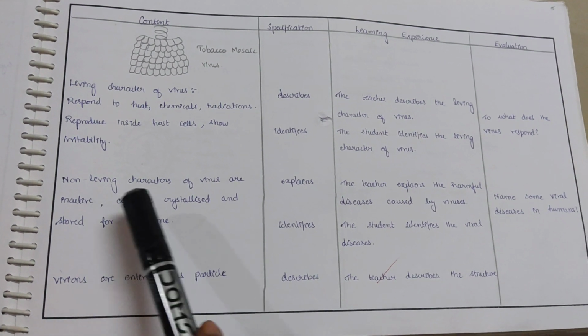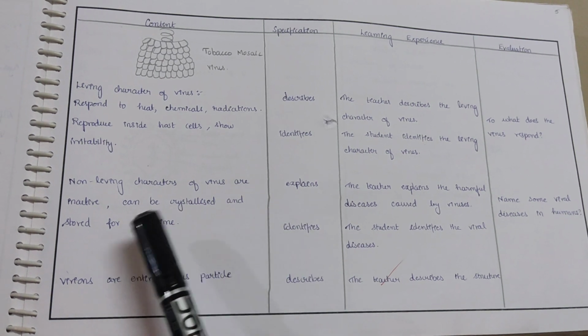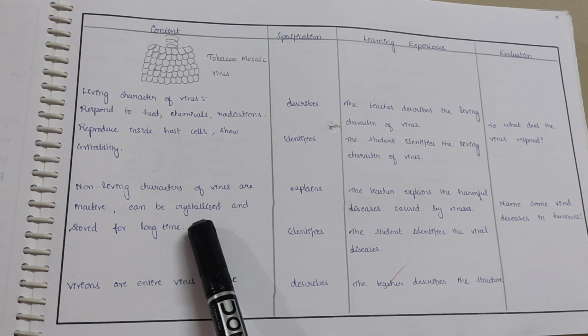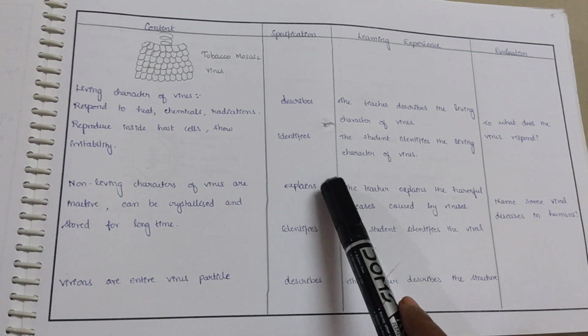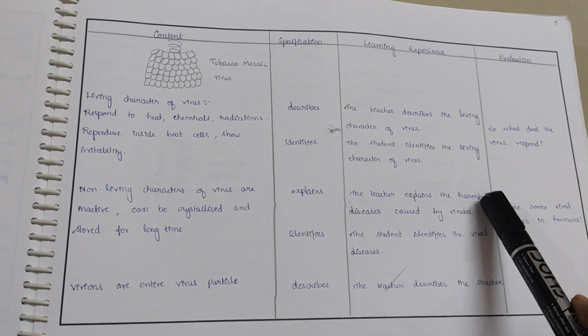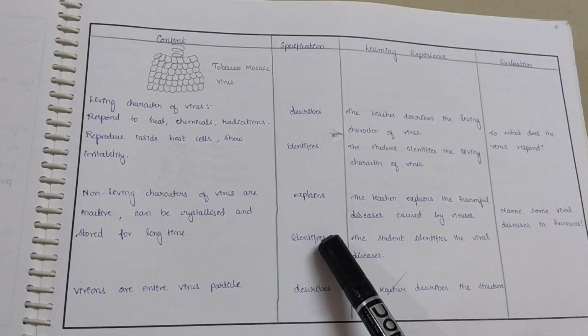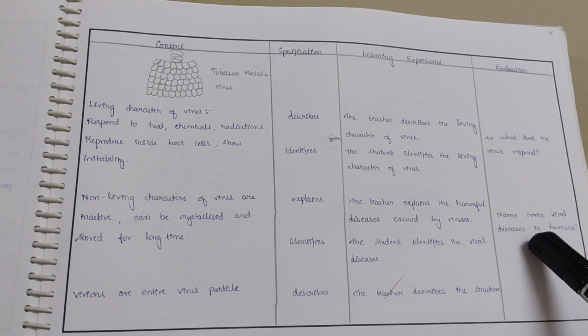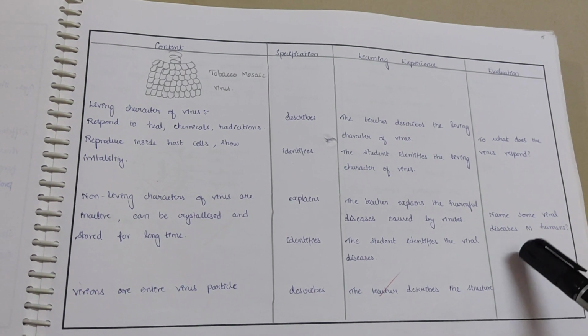Next, non-living characters of virus are: inactive, can be crystallized and stored for a long time. Here again the teacher is explaining. The teacher explains the harmful diseases caused by the virus. The student identifies the viral diseases. For evaluation we can ask, name some viral diseases in humans.